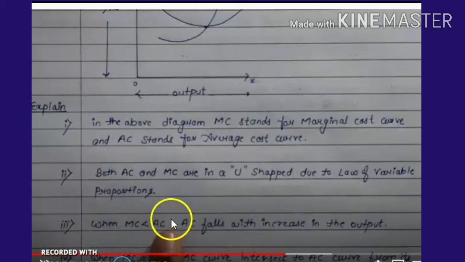When MC is less than AC, AC falls with increase in output. You know that TC is always dependent upon the total product. As the total product increases, the total cost spent by the producer also increases. Then we can also see the cost that has been spent for the new productions. So you can see the average cost will fall with increase in output.